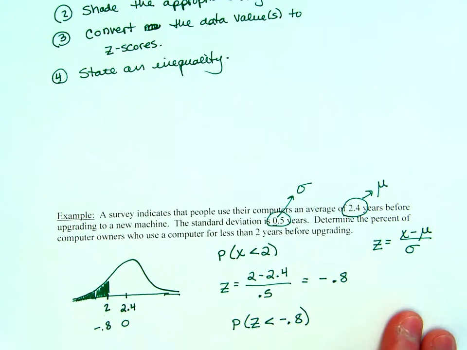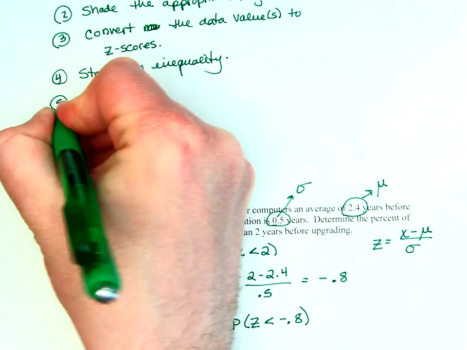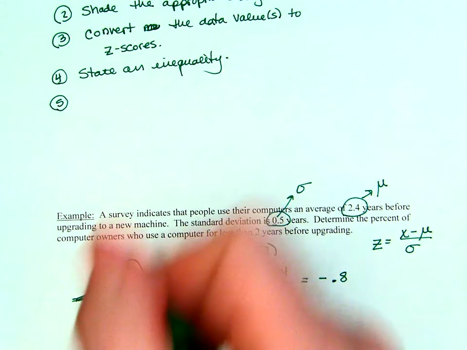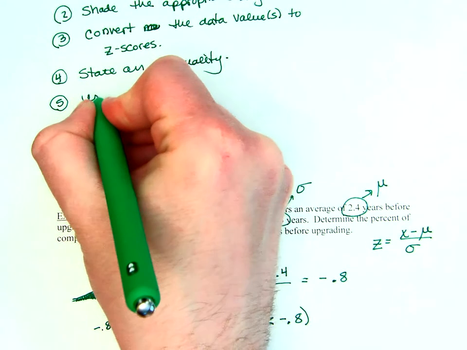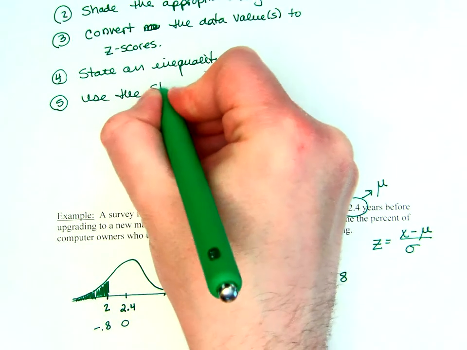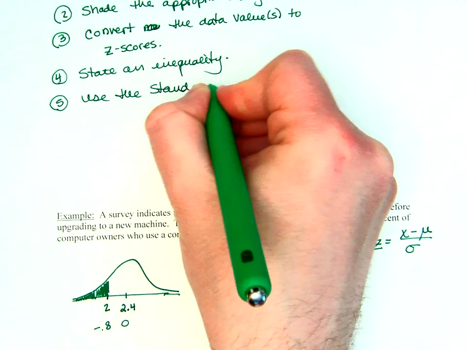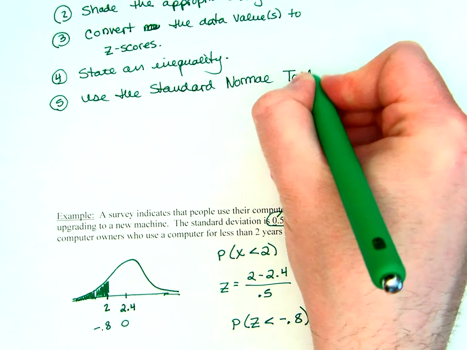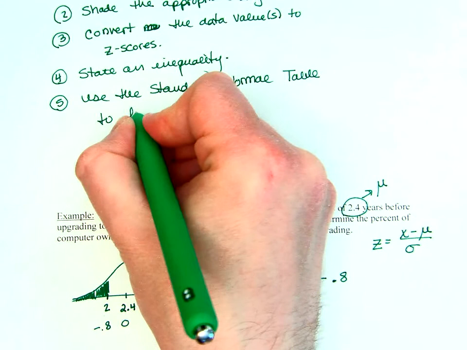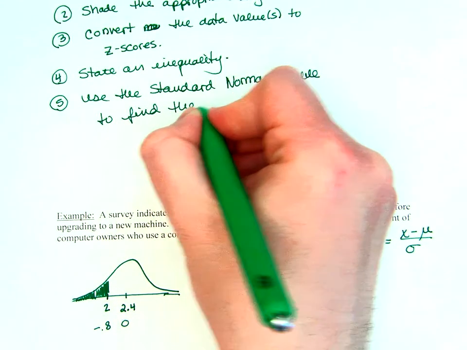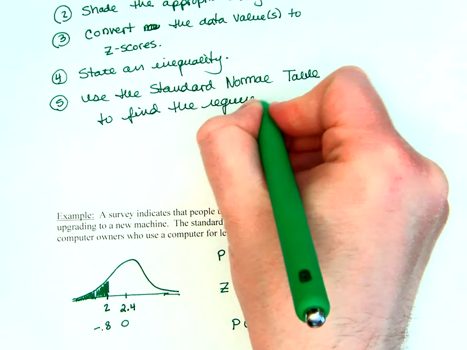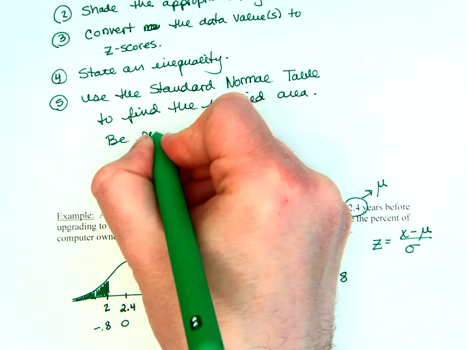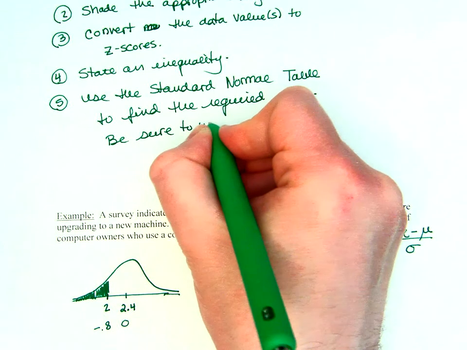Going back to our process, step number 5, I'm going to say use the standard normal table, what's on page 29 and 30 in your notes, to find the required area. And then, of course, be sure to write your answer as a percent.